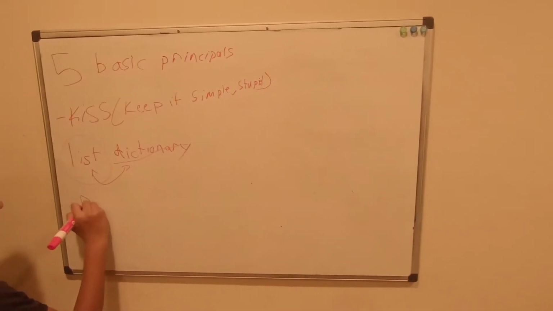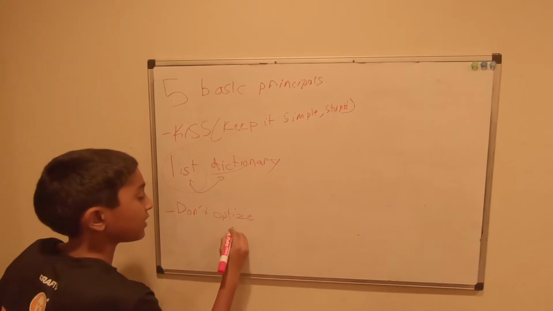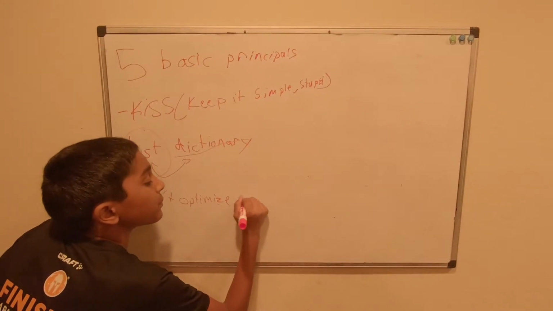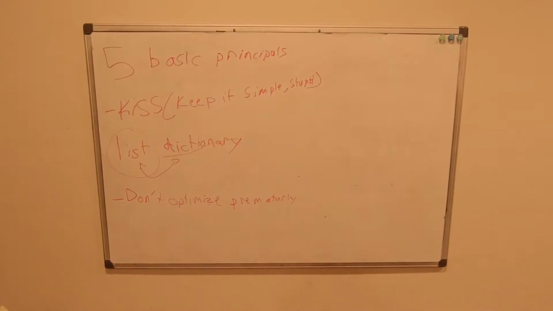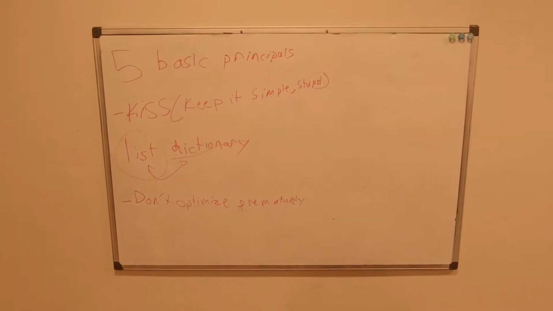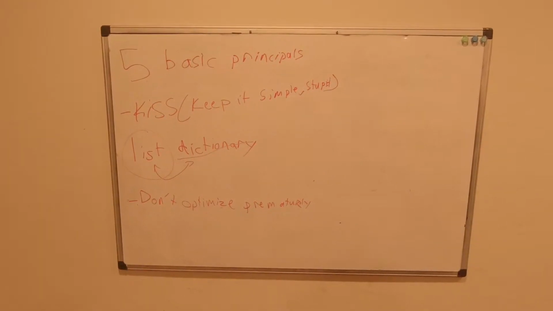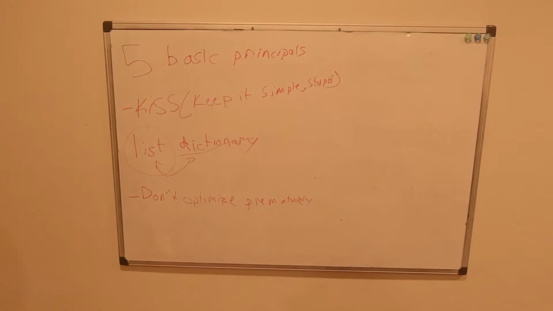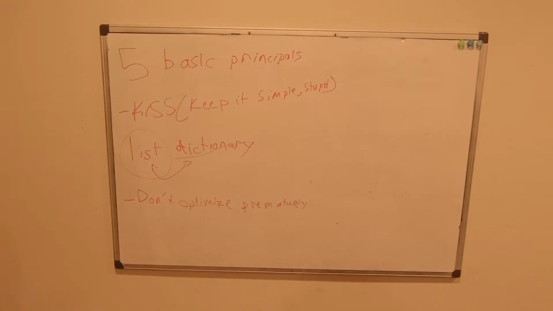Second, don't optimize prematurely. This means that when you're just building your program, you don't have to optimize it yet, because you don't know what you'll eventually be running 1,000 times, and what function you might just run one time.